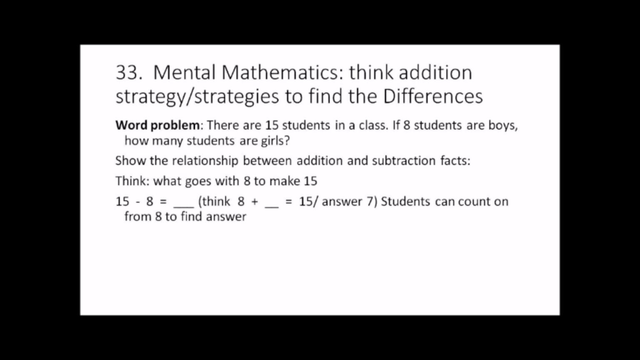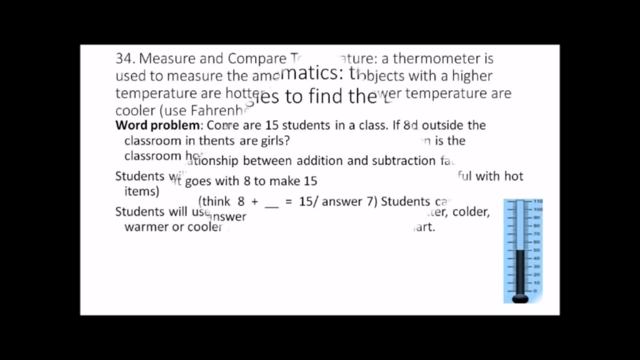Lesson 33, mental mathematics, think addition strategies to find the differences. There are 15 students in class, 8 of the students are boys, how many students are girls? So you show the relationship between addition and subtraction facts. So it's 15 take away 8. So again, you're thinking 8 plus, but you're using bigger numbers now, so the students can relate to that strategy. They already started with the strategy before. They can count on from 8 to get an answer.